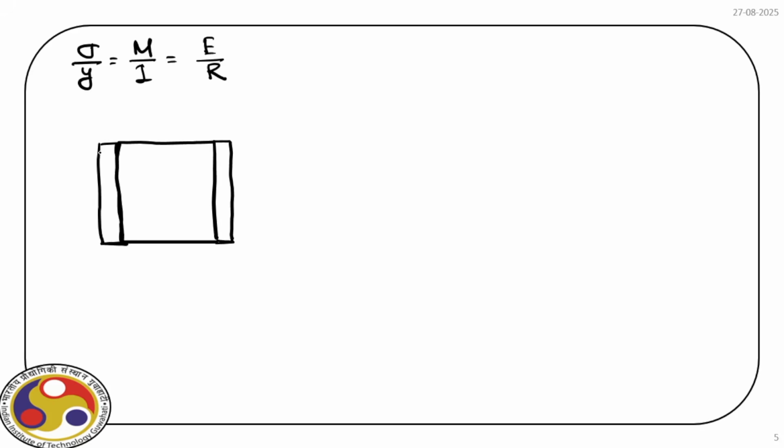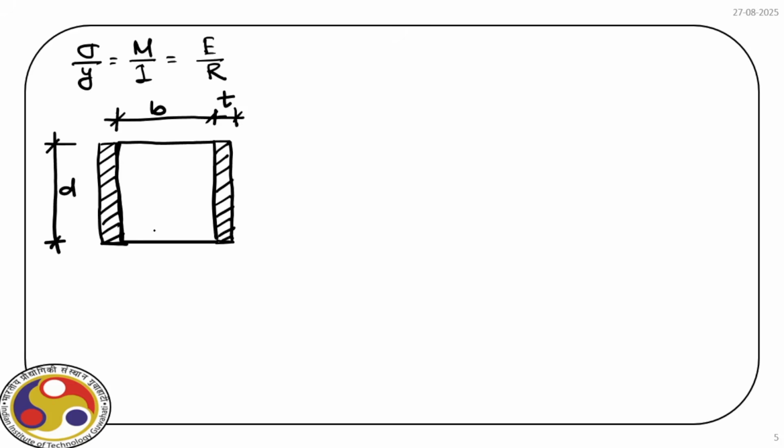Right. So we have steel plate covering the sides of a wooden cross section. Now the width of this wooden cross section, say B, and the width of steel is T. The depth of this cross section is, say, D.